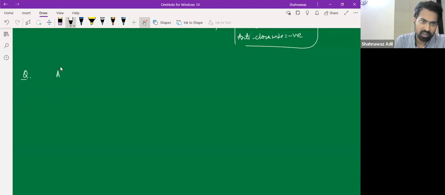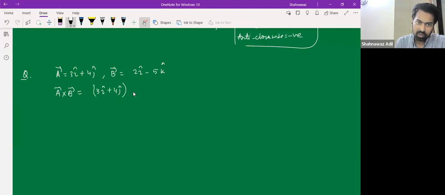So let's say that A is 3i plus 4j and B is 2i minus 5k. So A cross B would be how much? This would be 3i plus 4j cross 2i minus 5k. Right. So this and this will give you how much?